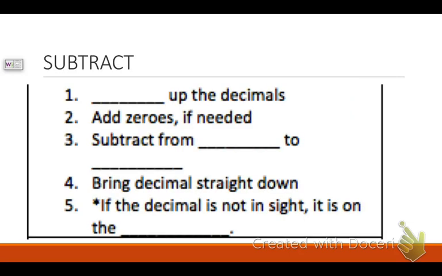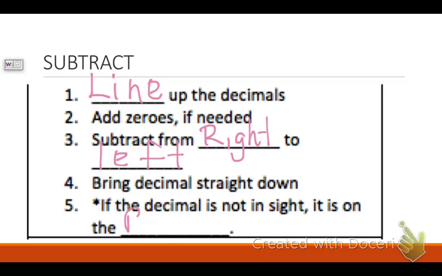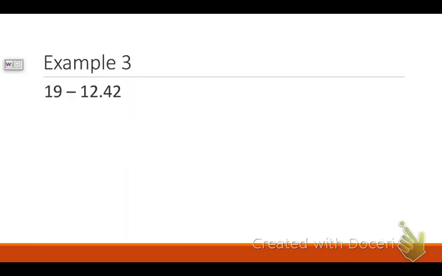Next part, we need to take a few notes on subtracting. Line up the decimals. Add zeros if needed. Subtract from right to left, just like we always do. Bring the decimal straight down, and if the decimal is not in sight, it is on the right. That is so important to remember. It'll make your job easier. Here we go, ladies and gentlemen.